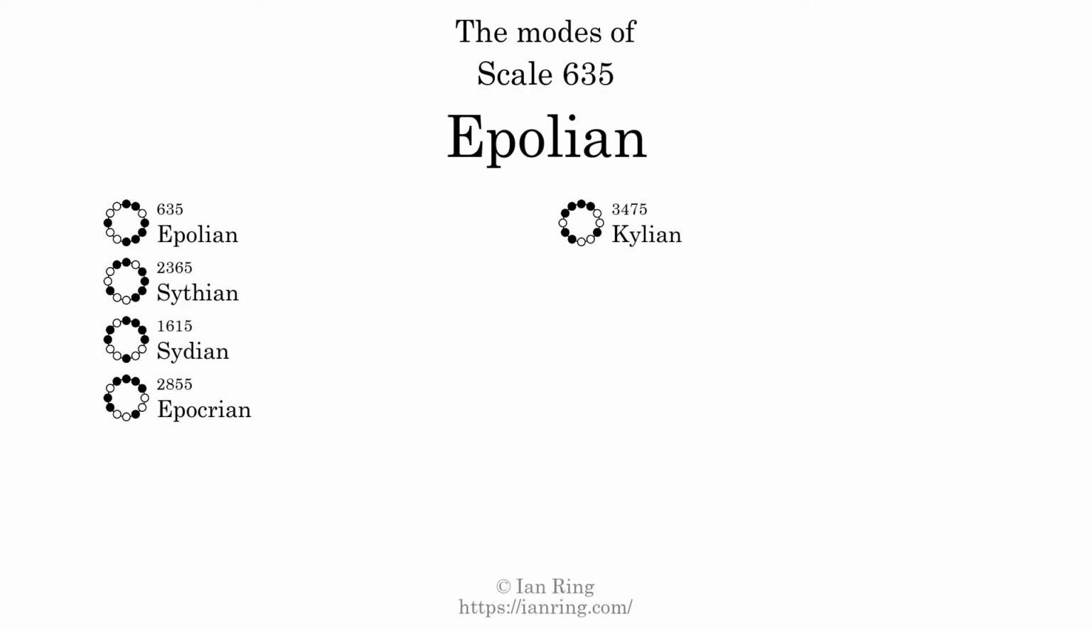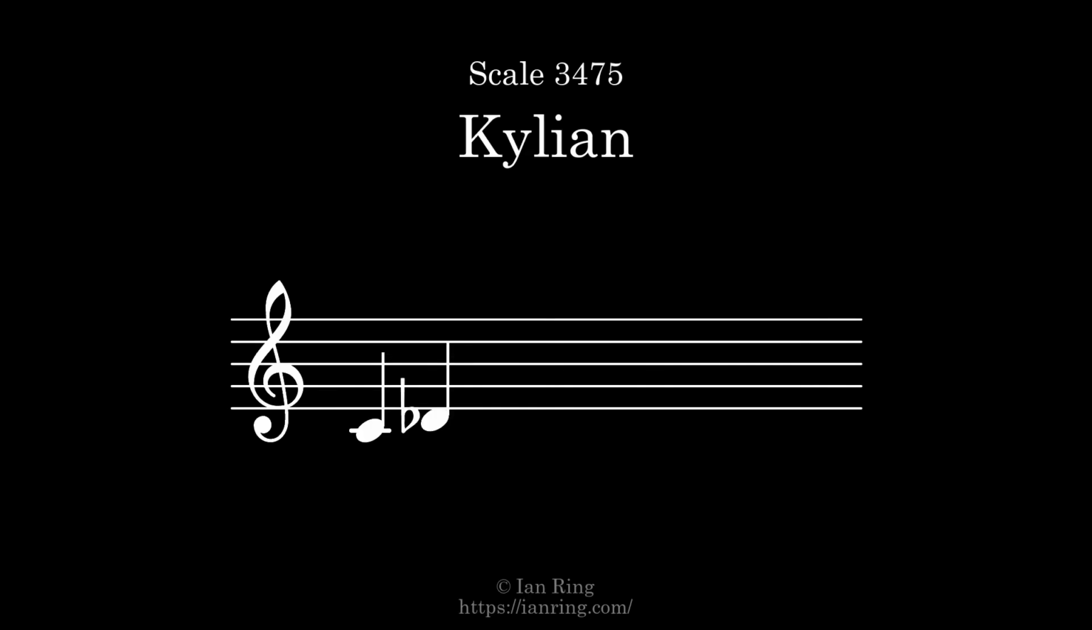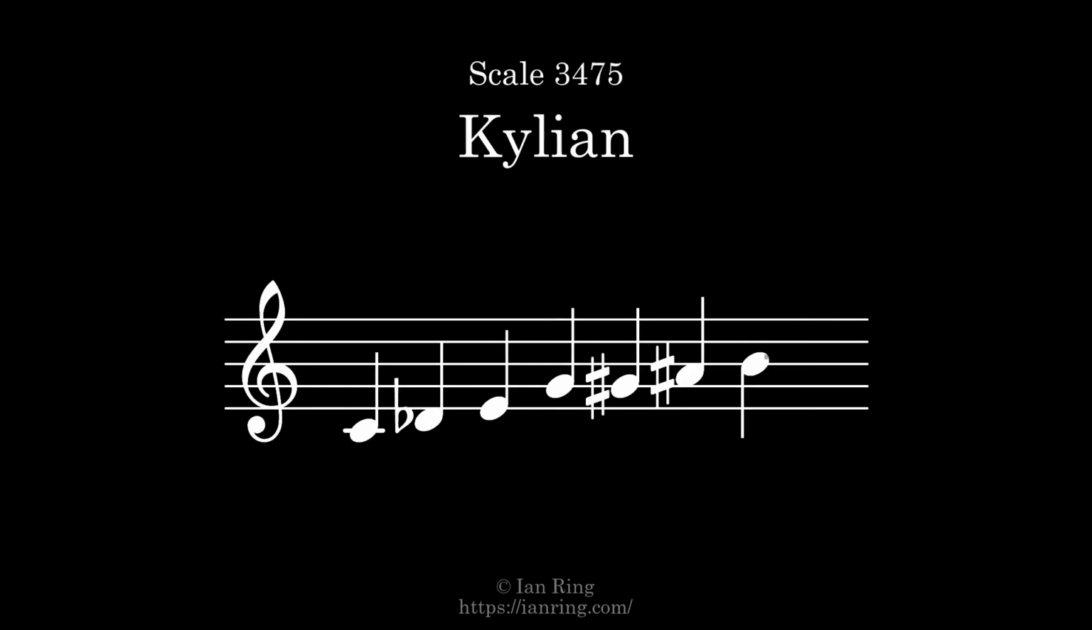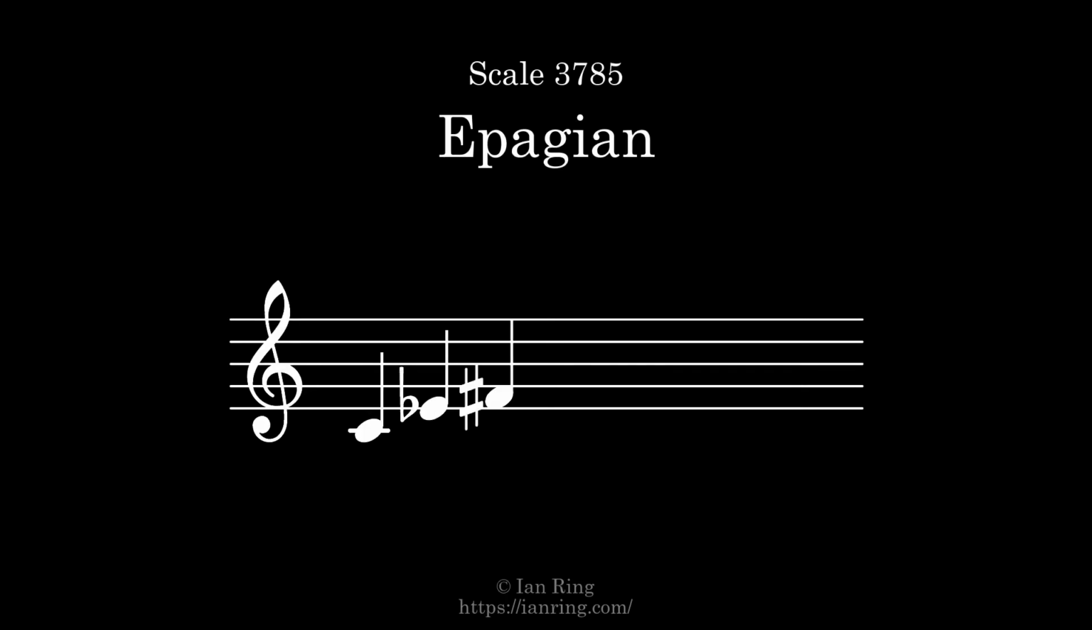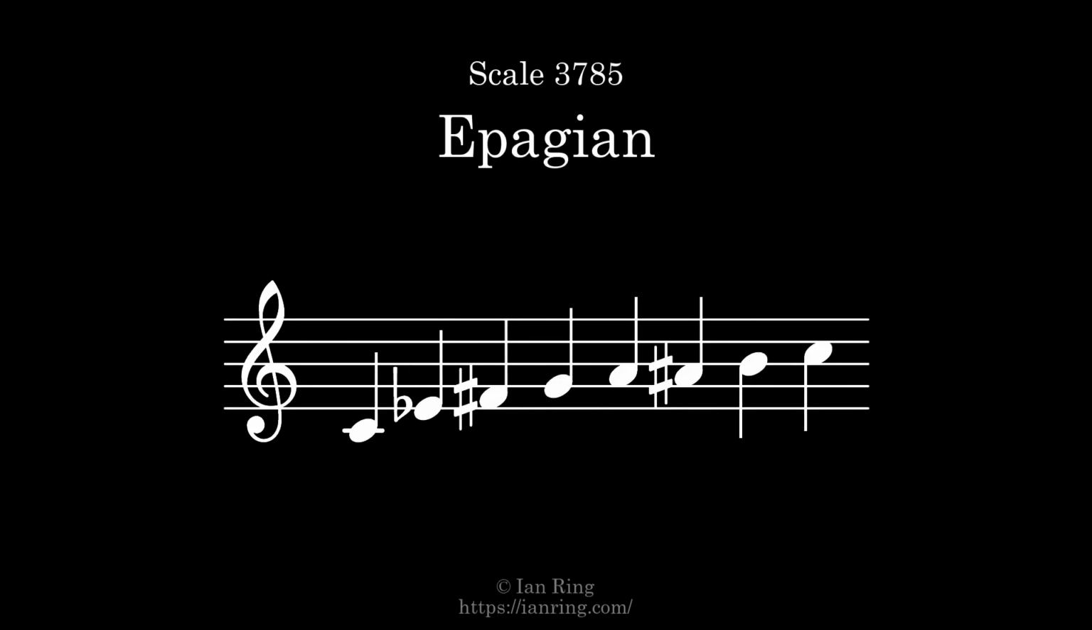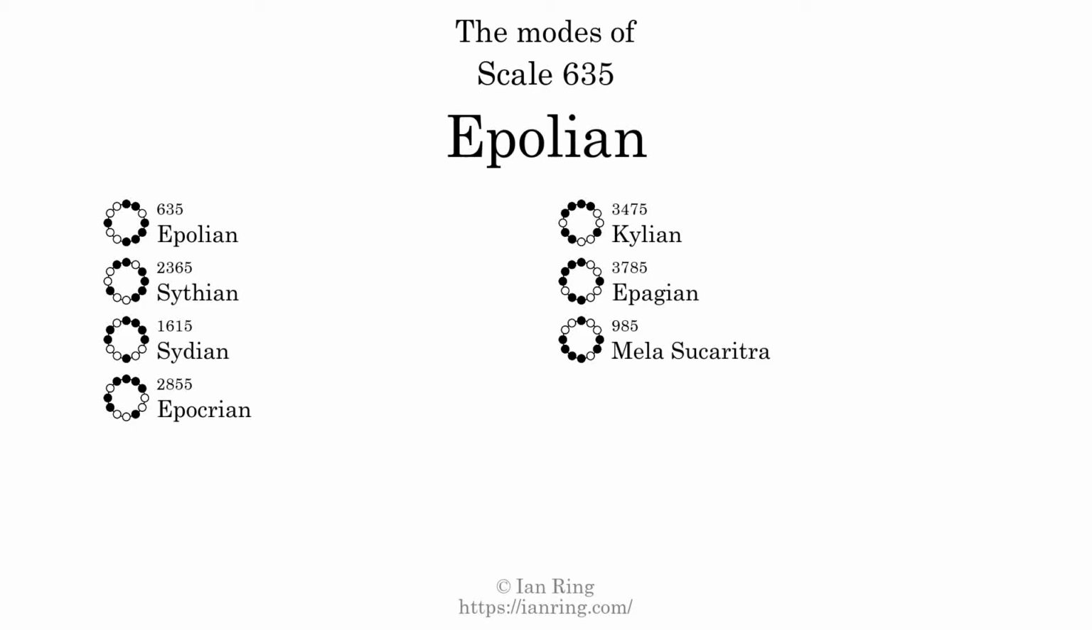The fifth mode is scale 3475, also known as Coherence. It sounds like this. The sixth mode is scale 3785, also known as Epolian. It sounds like this. The seventh and last mode is scale 985, also known as Spectra. It sounds like this.